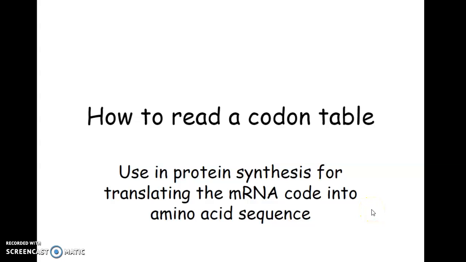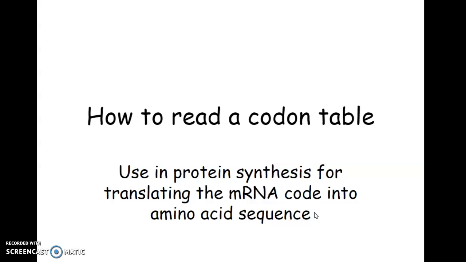Okay, next we're going to discuss how to read the codon table and the codon wheel. We talked about the mRNAs, the mRNA triplets. Each 3 bases would code for a specific amino acid. So those are called codons. Each little sequence of 3 bases is a codon for a specific amino acid.